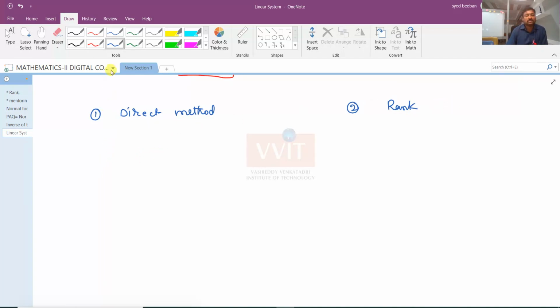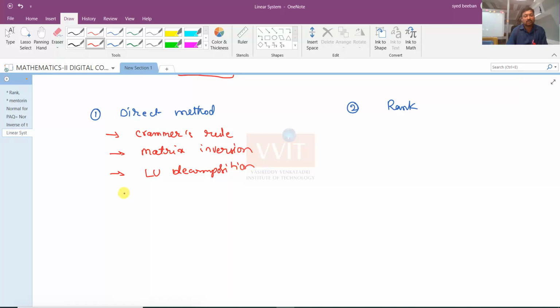So here in the direct methods, the possible methods are Cramer's rule, another name of which is the determinants method, matrix inversion method, LU decomposition, Gauss-Jordan method, or Gauss elimination method.